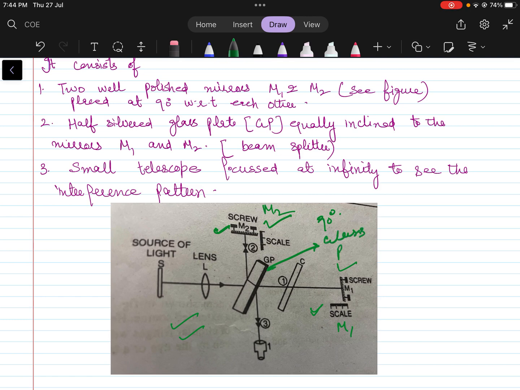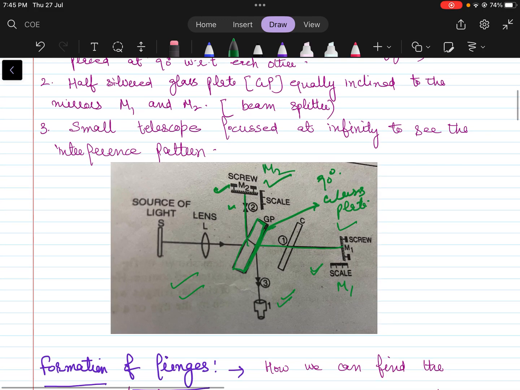And a half silvered glass plate, equally inclined to the mirrors M1 and M2. This is the glass plate, and it is half silvered. And a small telescope, focused at infinity, to see the interference pattern. This is the experimental setup.